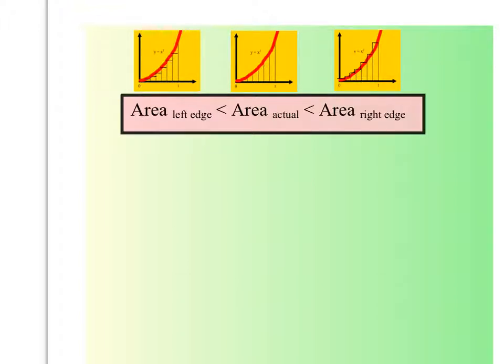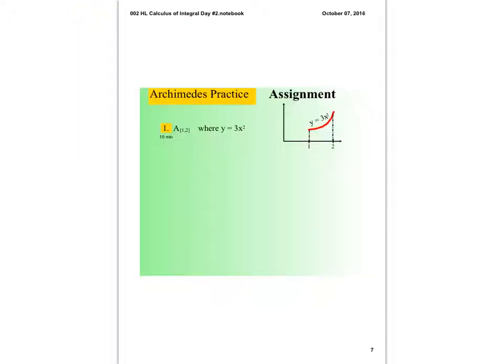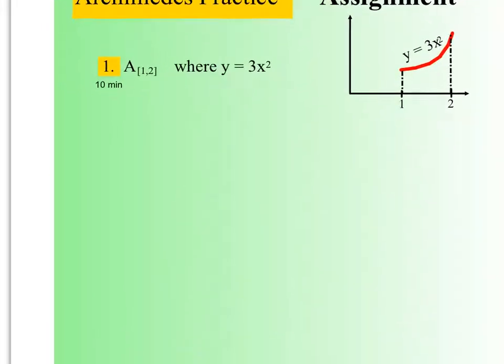Actual area will be between the area of the right edge and the left edge, as we talked about. But if we take this limit as n goes to infinity, we can get that right edge close enough to the point where it's exactly what it would be if we integrated. All right, so I'm going to change this for a moment, and I'm just going to go 0 to 2, and you'll see why in a second.